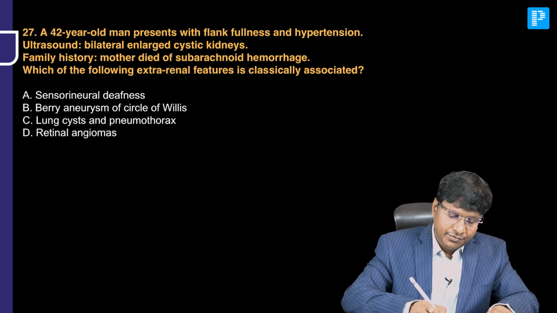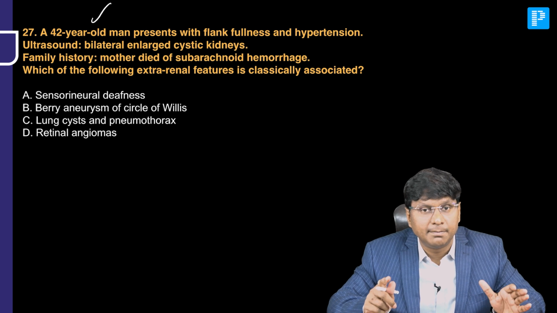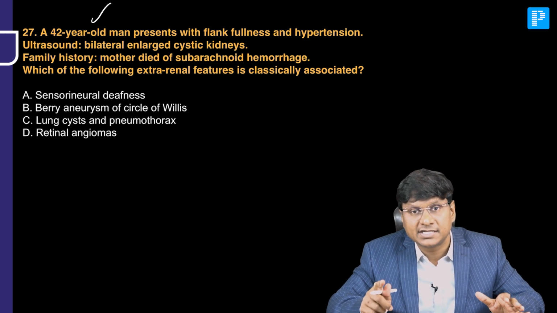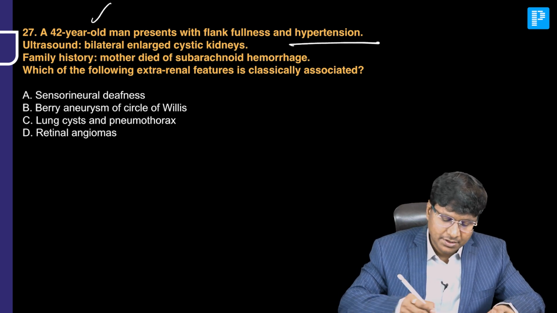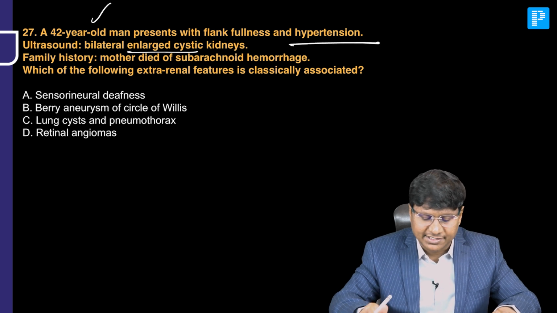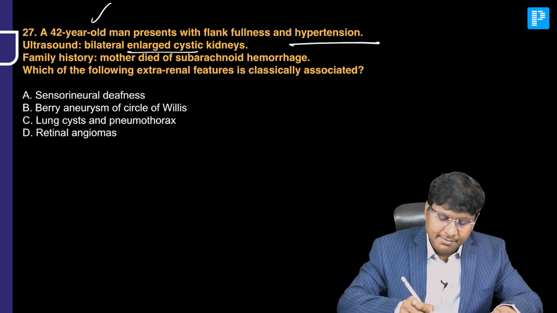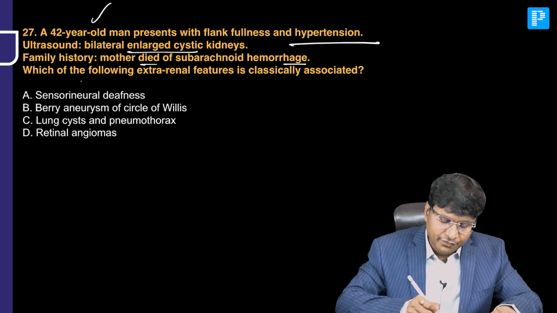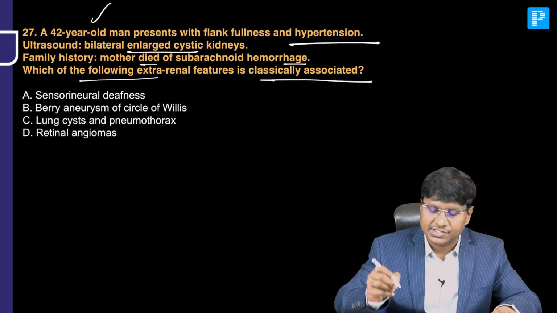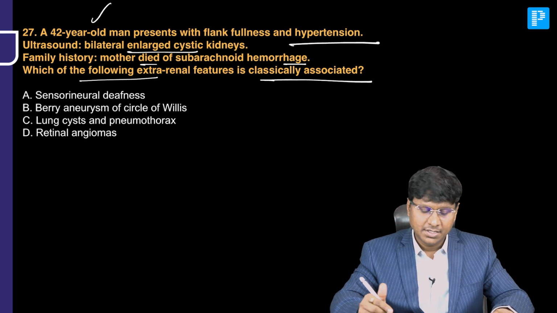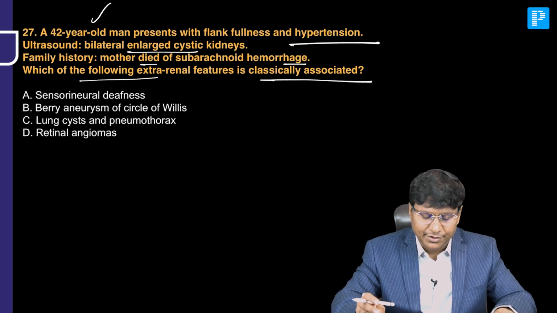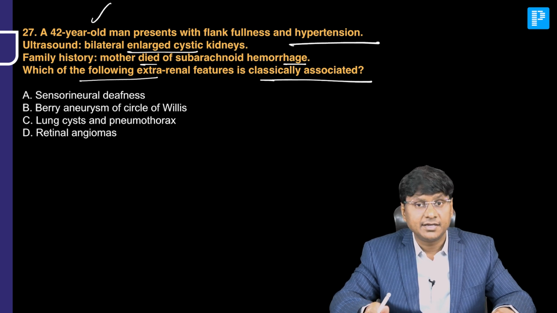Next question. We have a 42-year-old man presenting with flank fullness and hypertension. Ultrasound shows bilateral enlarged cystic kidneys. Family history: mother died of subarachnoid hemorrhage. Which of the following extrarenal features is classically associated in this patient? Sensorineural deafness, berry aneurysm of circle of Willis, lung cyst and pneumothorax, or retinal angiomas.